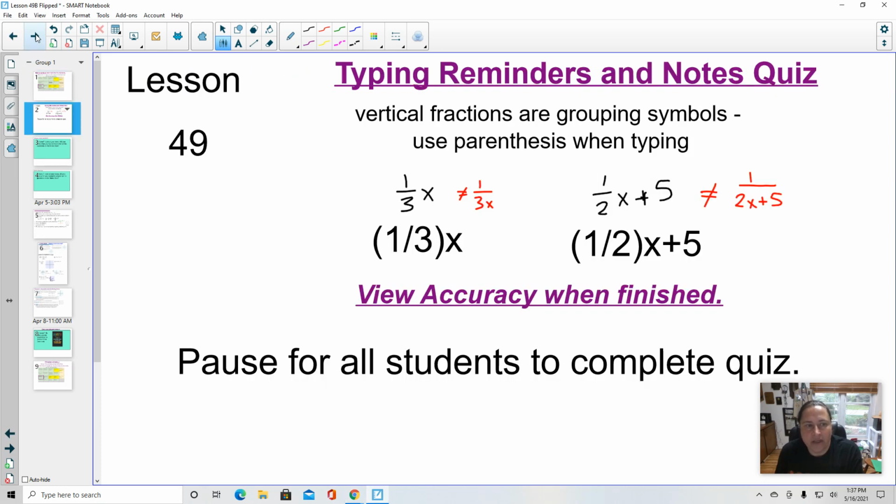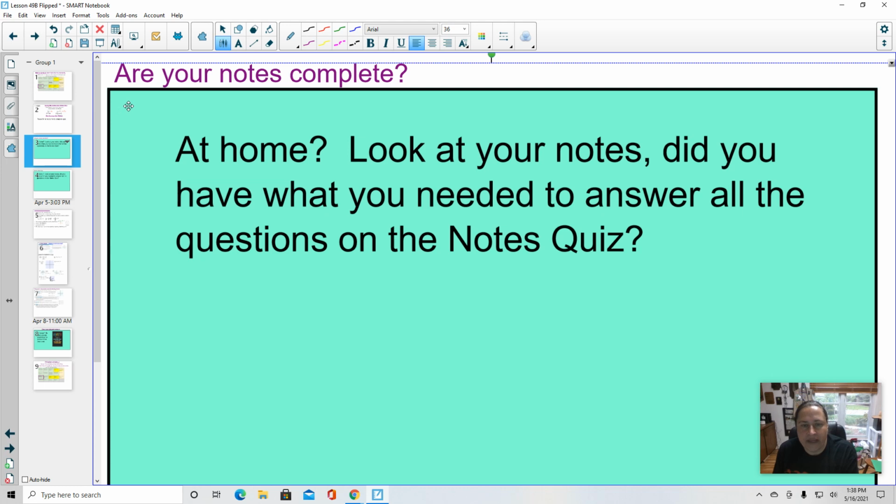So before we move on, you need to take the quiz for lesson 49. Keep in mind that anytime you have fractions, you need to put them in parentheses. That 1/3 needs to be separated from the x, so the x does not get included in the denominator. Same here, 1/2 x plus 5. That x plus 5 does not belong in the denominator, so 1/2 needs to be distinguished as the coefficient for x by putting parentheses around it. So please hit pause so that you can complete this quiz and then resume once that quiz has been completed and submitted.